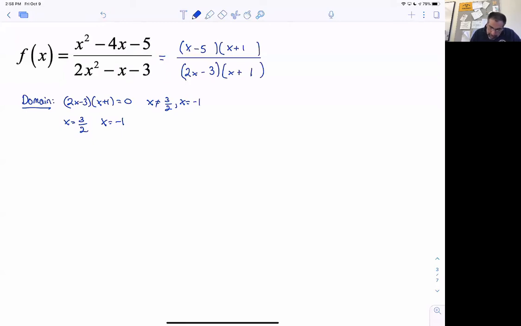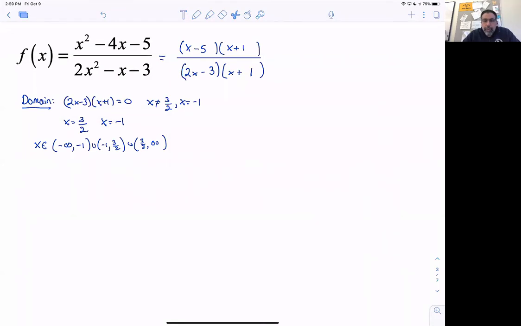If you want to go with some interval notation, which is perfectly okay, you would say from negative infinity to negative 1, then a union from negative 1 to 3 halves, and then a union from 3 halves to infinity. So that would be the answer for the domain. I'll just slide that under there. Okay, I hope that is making sense to everyone.